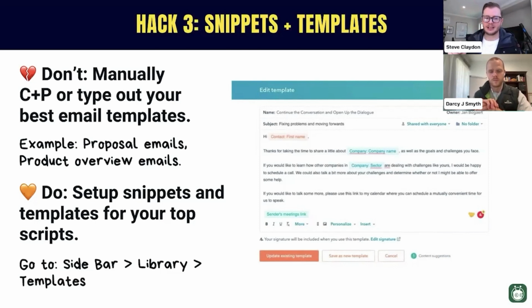So to actually get to there, all you need to do is go into your HubSpot sidebar on the left-hand side, scroll down to library. It'll be pretty close to the bottom on the left. And then you can go across to templates, and you can start creating templates or using a lot of the existing HubSpot templates. Make it simple, make it easy.